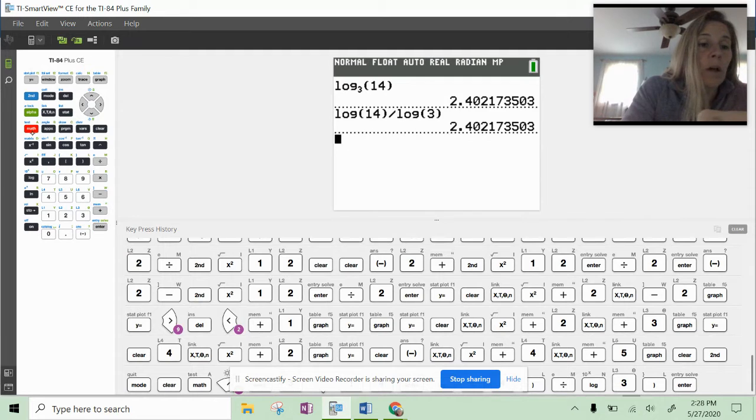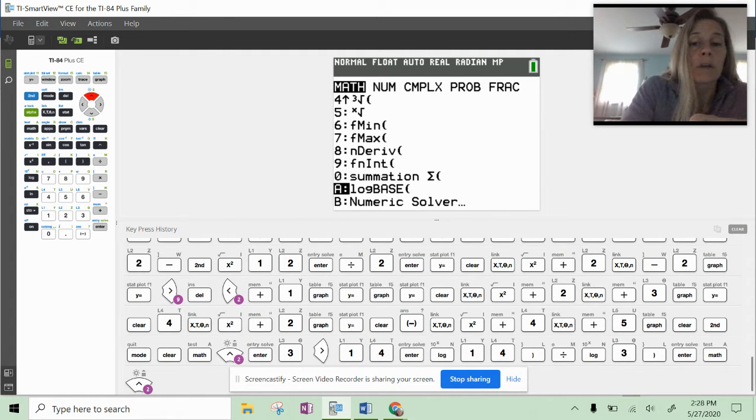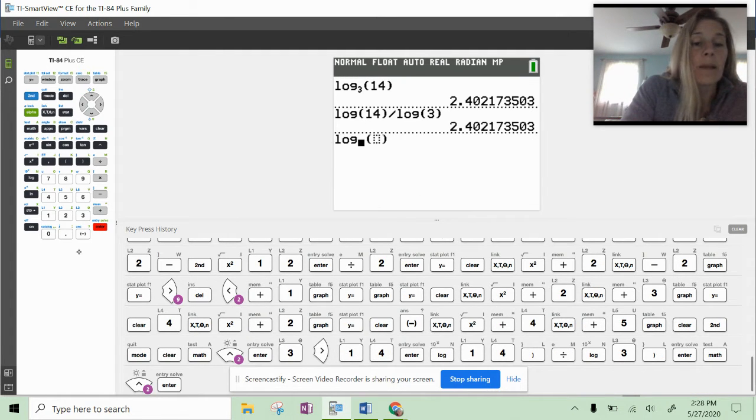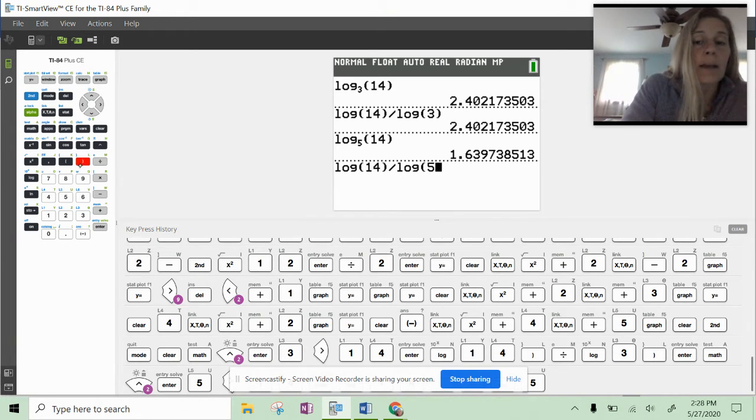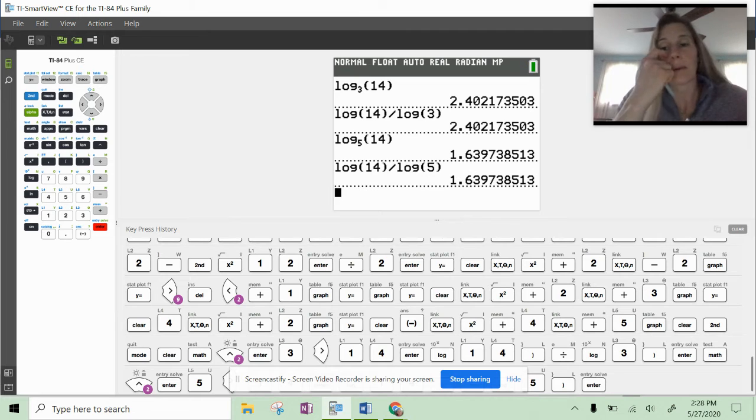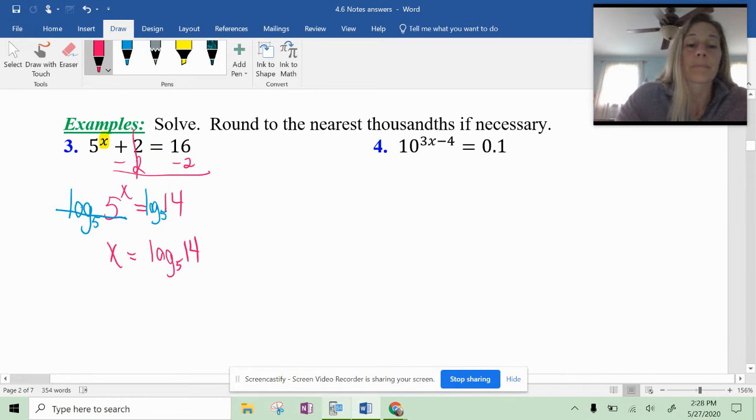So log base 5 of 14, using my log base function there. Or if I have to do change of base, I'm going to do log 14 divided by log 5. Either way, you're going to get that same answer, which is 1.6397, which will round up to 1.64. So x equals 1.64.